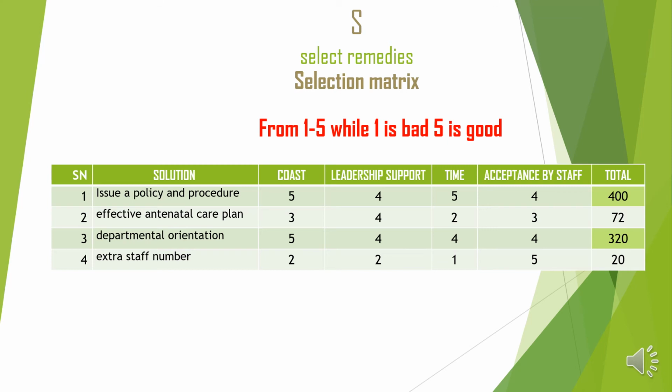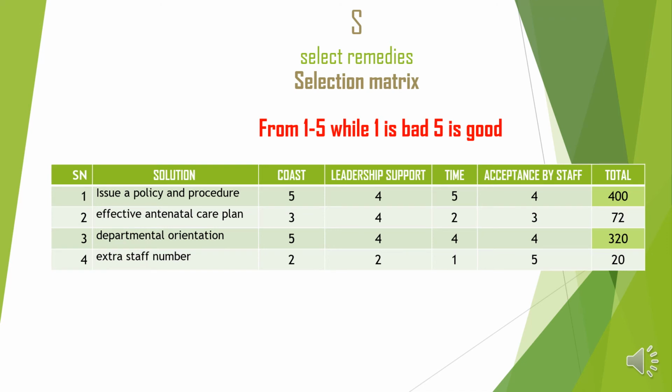Okay? So we have to evaluate every single solution. The cost, let's take it one by one. To make a policy and procedure, we don't have any cost. It will not cost us anything, just some papers and pen, or a printer or computer. So the cost is 5. Leadership support, they will help us, so we'll put it 4 or 5. Time, it will take 1 or 2 weeks to issue a policy, so it's 5 or 4. Accepted by the staff, yes, and they can implement it because they are striving for this policy and procedure, so 4 or 5.